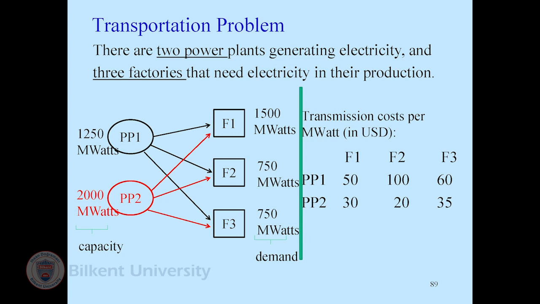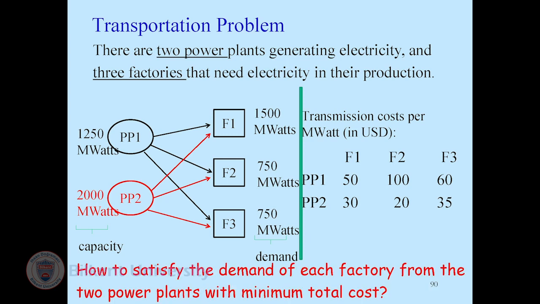But the problem is, I have electricity in those power plants, and that electricity needs to be transmitted to my factories. What is my performance measure? I want to minimize the total cost. So how do we satisfy the demand of each factory from the power plants with minimum total cost?